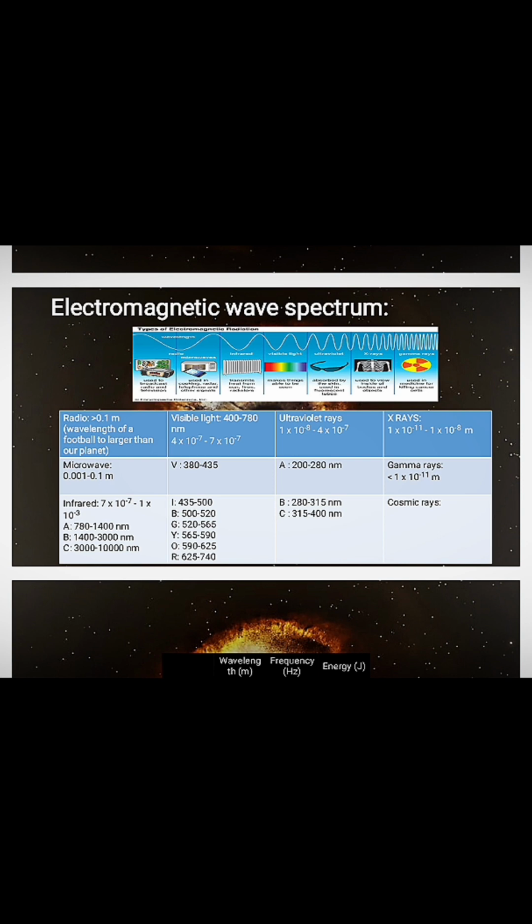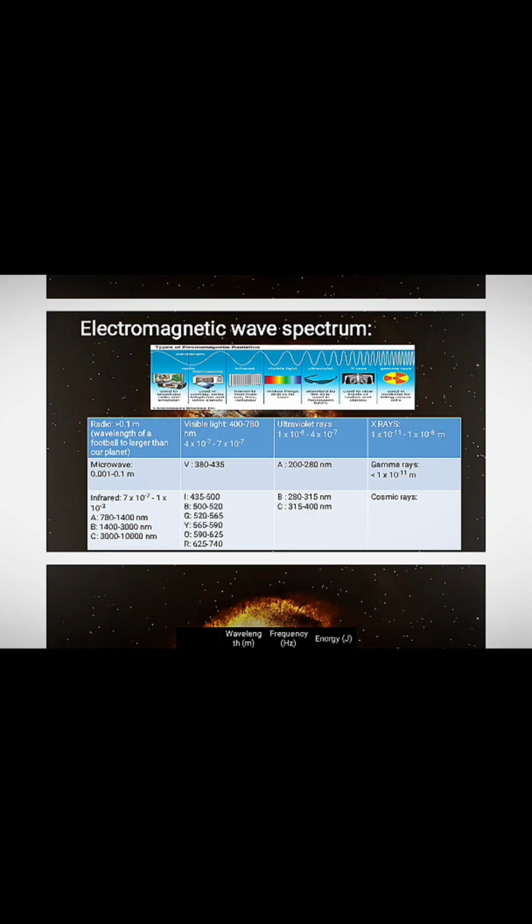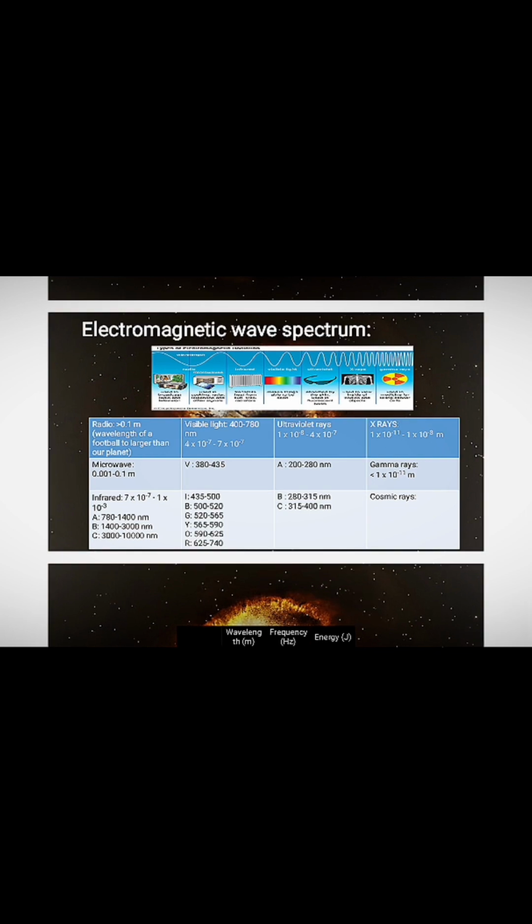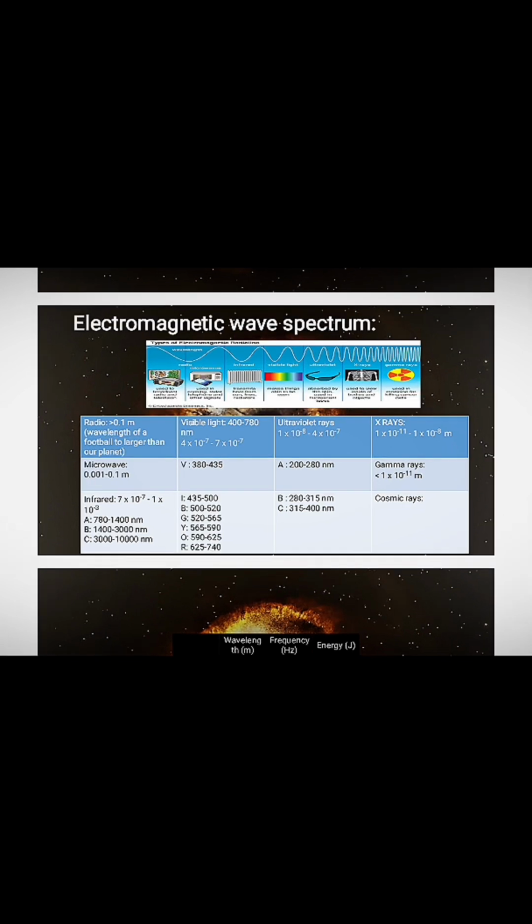The infrared C region is in the range of 3000 to 10,000 nanometer. Infrared B is in the range of 1400 to 3000 nanometer. And A falls in the range of 780 to 1400 nanometer. Visible light falls in the range of around 400 to 780 nanometers, that is 4 into 10 raised to minus 7 to 7 into 10 raised to minus 7 meters.